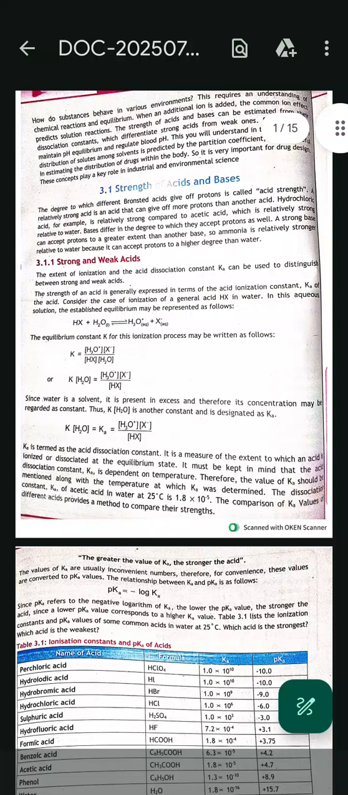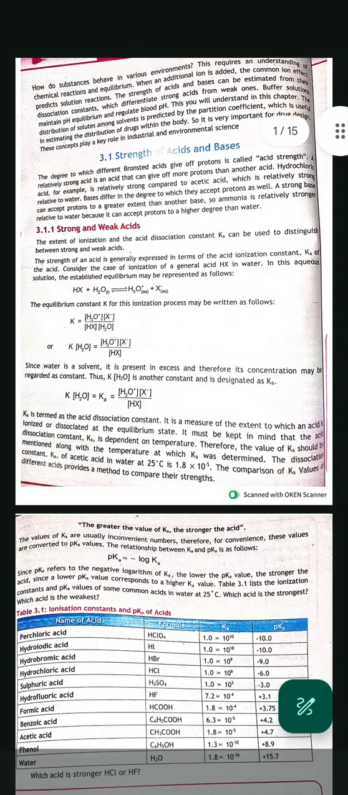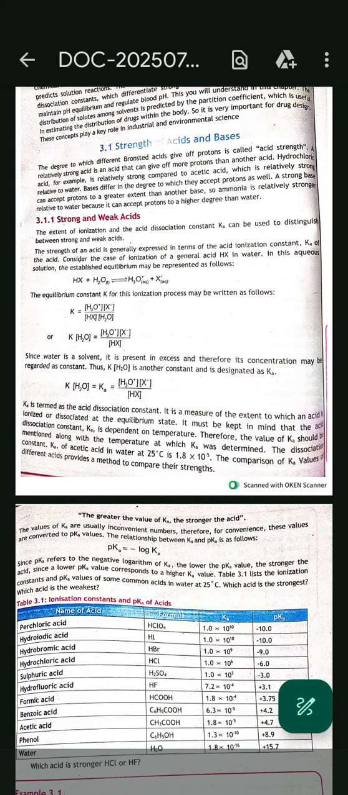Bases differ in degree to which they accept protons. A strong base can accept protons to a greater extent than another base. So ammonia is relatively stronger relative to water because it can accept protons to a higher degree than water. Strong acids and weak acids. The extent of ionization and the acid dissociation constant Ka can be used to distinguish between strong and weak acids.